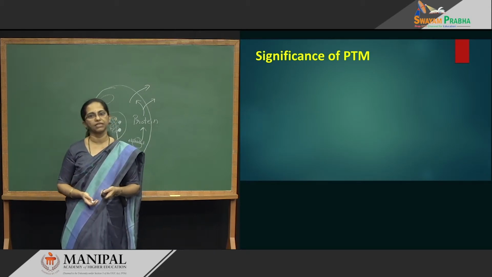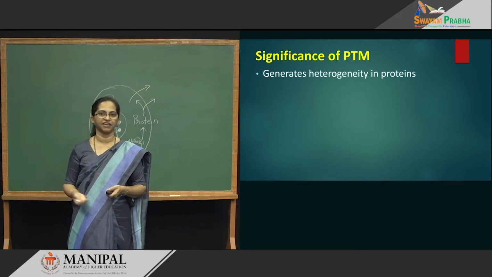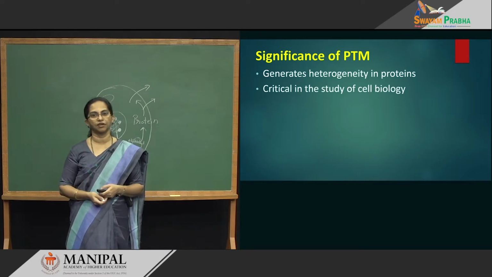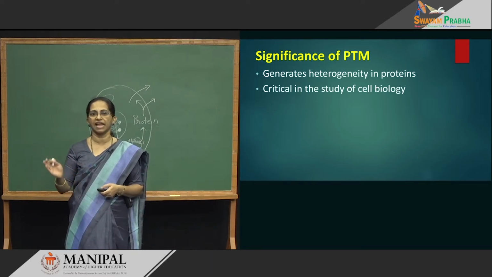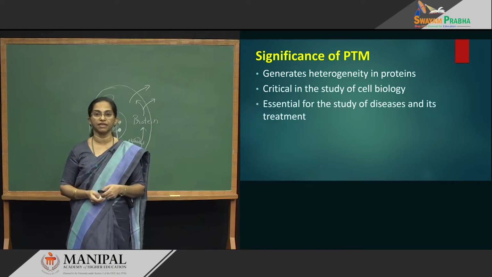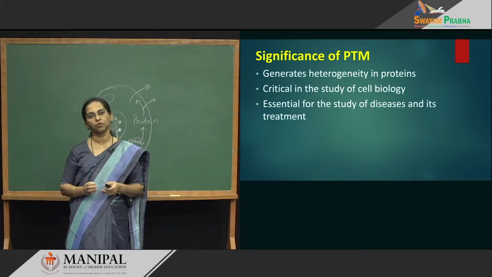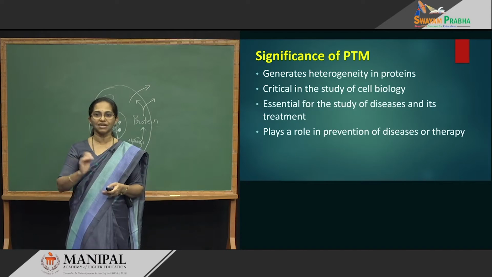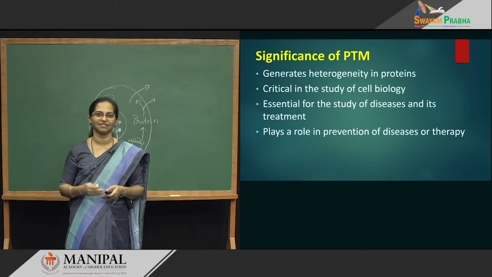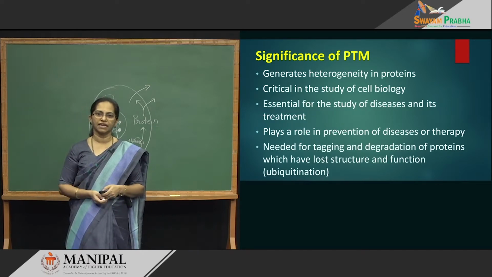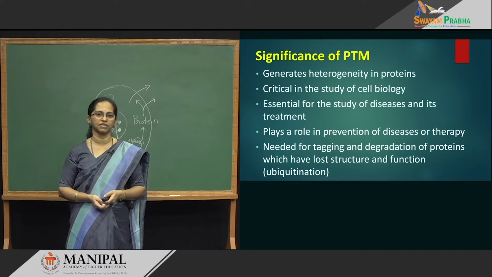So, what is the significance? One more time, it generates heterogeneity. You can make more numbers. It is critical for the study of cell biology. If you have to study about cell and its life cycle, you need the knowledge of PTM. It is essential to understand diseases. Certain diseases are due to proteins and abnormal proteins. So, you need PTM knowledge for that. And it plays a role in therapy also, not just understanding the disease, you have to treat the disease. For that also you need PTM knowledge. And you have to understand this for various research purposes also.